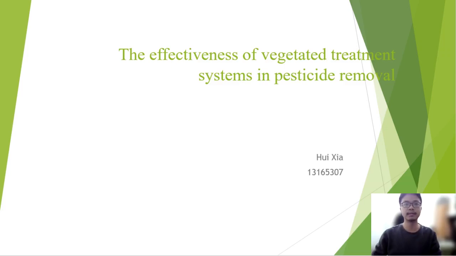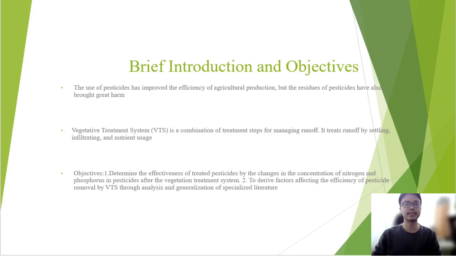Our group topic is the effectiveness of vegetation treatment systems for pesticide removal. The use of pesticides has improved the efficiency of agricultural production, but pesticides have also brought great harm to humans. Pesticides can directly kill fish and corrode the soil. More seriously, pesticides pose a direct threat to human health, and it's reported that they are directly responsible for 1 million deaths per year.